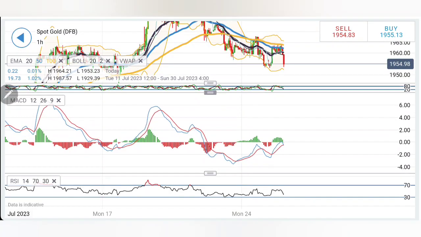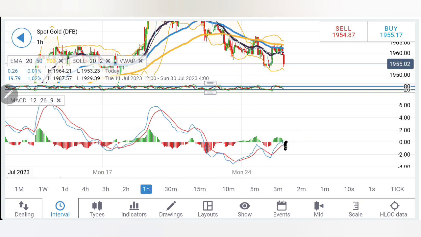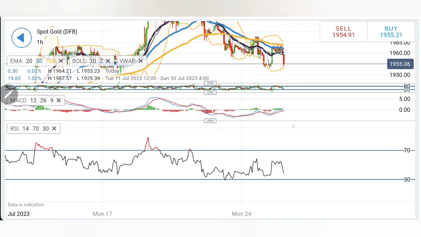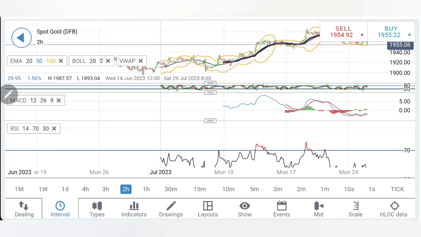Stochastic looking down here, the MACD again willing to converge and cross over for a sell entry. However, it has not yet crossed. Stochastic RSI looking down here.